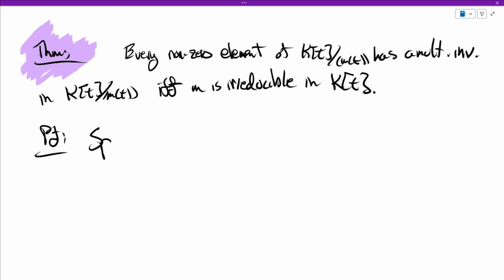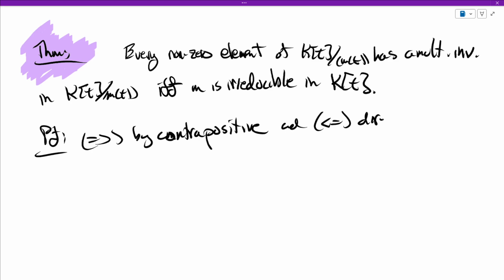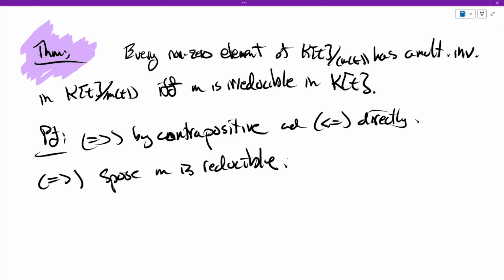So suppose that M is reducible. So we're going to do the forward direction, let me say it this way, we're going to do the forward direction by contrapositive, and then we're going to do the backwards direction directly. So for the forward direction, the contrapositive of the forward direction is: suppose M is reducible. Then M is A times B, where the degree of A and the degree of B is less than the degree of M.